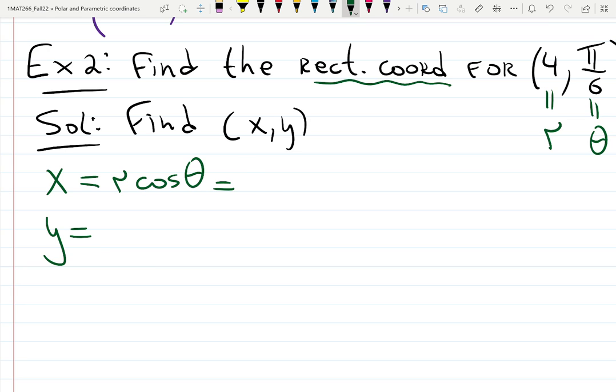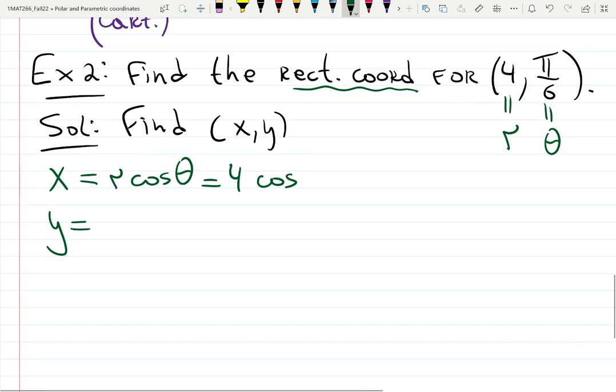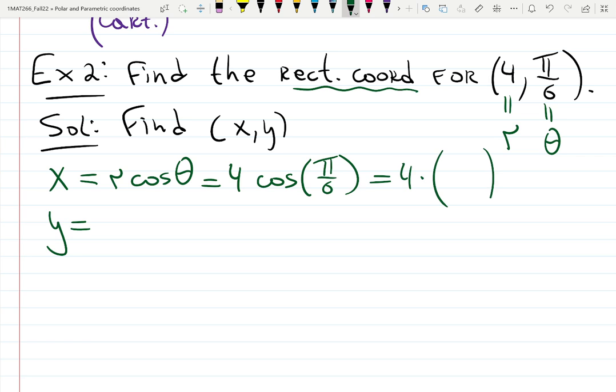Plug in r is 4, that was given, cosine of pi over 6, which is 4 times what? Who remembers cosine of pi over 6? Who was tortured in school to memorize all the angles? Some teachers told me you cannot pass high school if you don't memorize. Some were not strict, so who knows? Square root of 3 over 2, good job. Who has PTSD now from that class in school, trigonometric functions? Multiply, it will be 2 square root of 3.